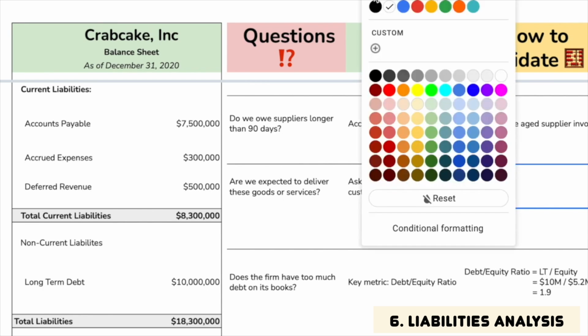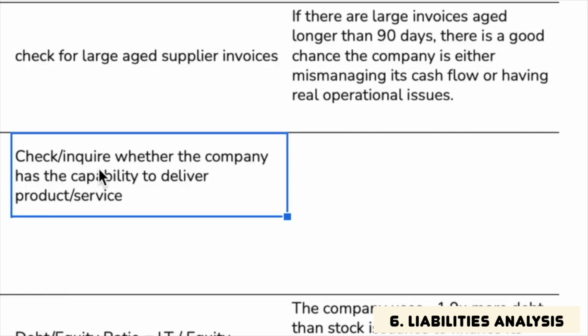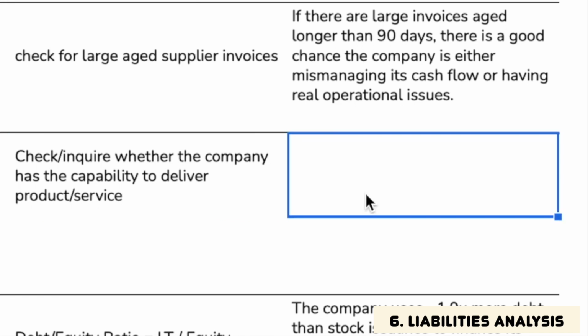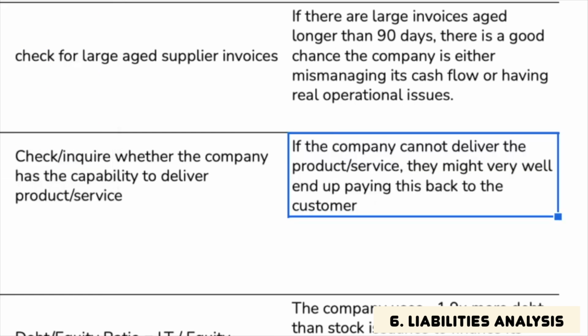And the way it's going to work is that when I look at it, I'm going to check and inquire with management whether the company has the capability to deliver a product or service that is listed on this $500,000 balance. And as a conclusion to my question and analysis, if the company cannot deliver the product or service, there might be a chance that we're going to end up paying this back to the customer if we are indeed unable to deliver the good or the service.